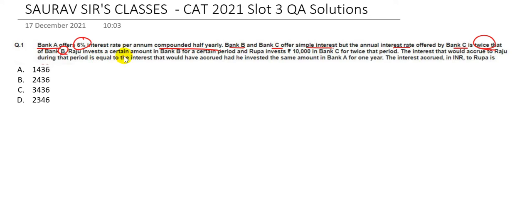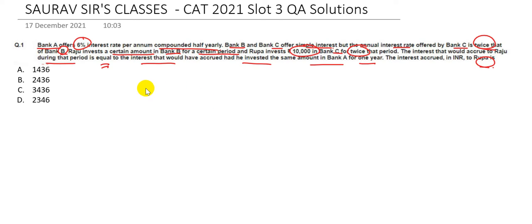Raju invests a certain amount in Bank B for a certain period, and Rupa invests 10,000 in Bank C for twice that period. The interest that would accrue to Raju during that period is equal to the interest that would have accrued had he invested the same amount in Bank A for 1 year. Then the interest accrued to Rupa is what?